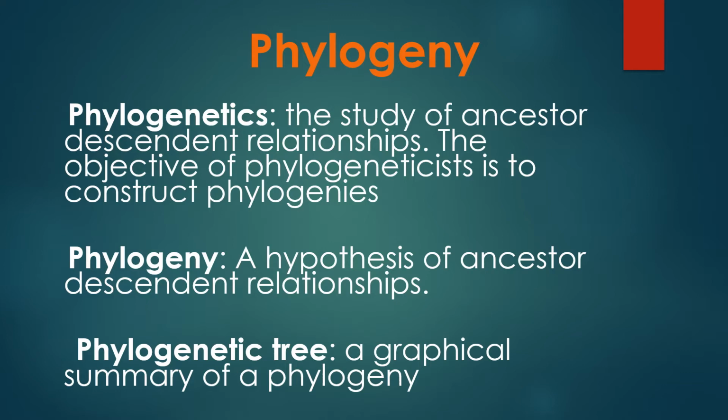So phylogenetics is defined as the study of ancestor-descendant relationships. The objective of phylogeneticists is to construct phylogenies, and a phylogeny is a hypothesis of an ancestor-descendant relationship. What they do is construct phylogenetic trees, which are a graphical summary of a phylogeny. And they determine this relationship either using genetics or looking at physical traits.